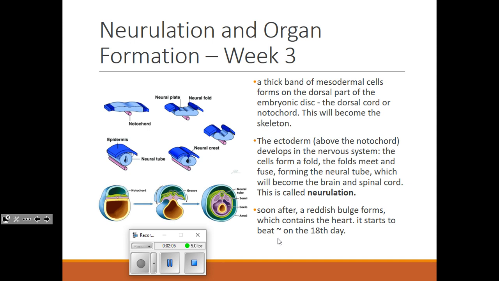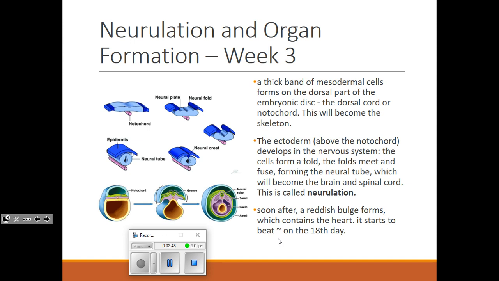There is a thick band of mesodermal cells. That's the middle layer. It forms on the dorsal, so back part of the embryonic disc. It's called the dorsal cord or the nodal cord. That is going to become the beginning of the skeleton, so bones. So we've got this chunk of mesodermal cells that's going to become bones. In pink here, there's the nodal cord. It's this thick band. There are other cells that are part of the mesoderm, but we're just focusing on that little bit. See where the nodal cord is here? It's right in the middle.